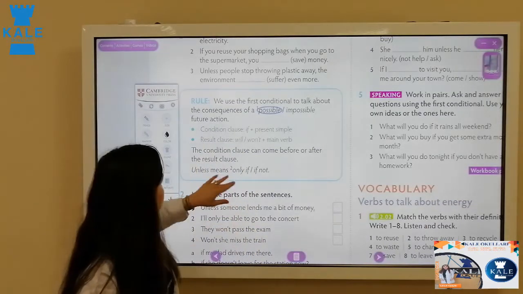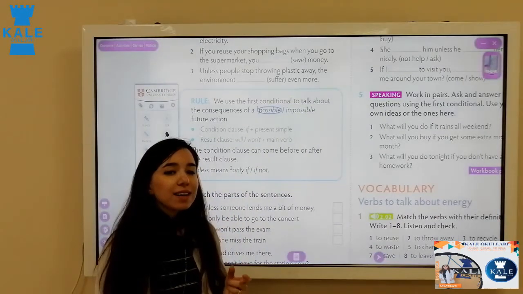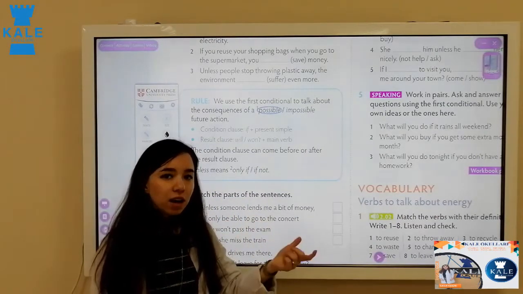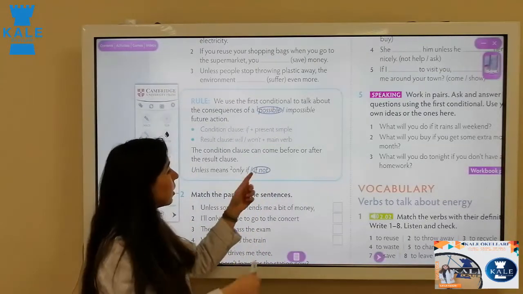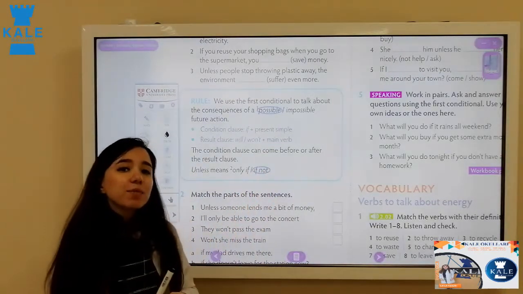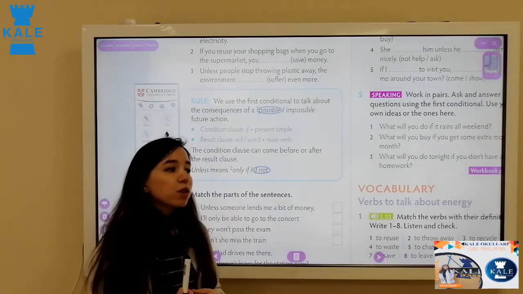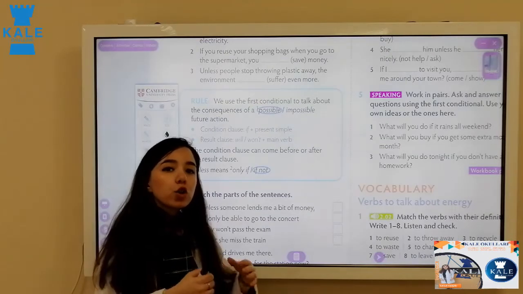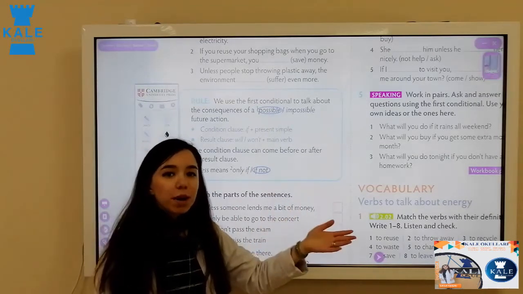Let's look here. And what is unless? One thing I forgot to tell you. What is unless? Unless means if not, yes? Look at here. Unless means if not. What does it mean? It makes your sentence negative, yes? For example, I say, if I don't do this, I won't pass the exam. If I don't do this, I won't buy this.